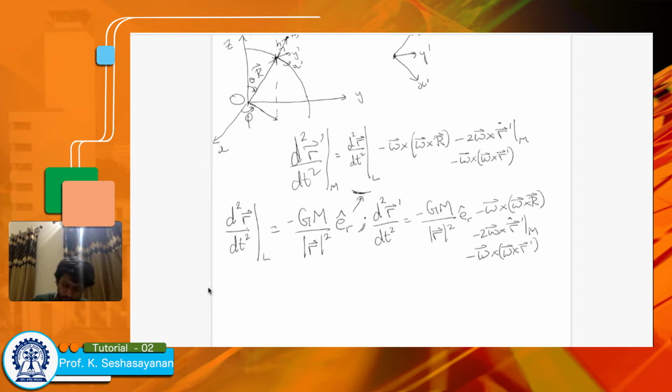So now we can say that r vector is more or less equal to capital R, the radius of the Earth. The radius of the Earth is about 6,400 kilometers. So let's say you have a mass m which is falling from a few tens of kilometers. For all practical purposes, r vector is almost given by capital R. So this is nothing but minus GM by capital R square e_r, minus omega cross omega cross capital R, minus 2 omega cross r vector.